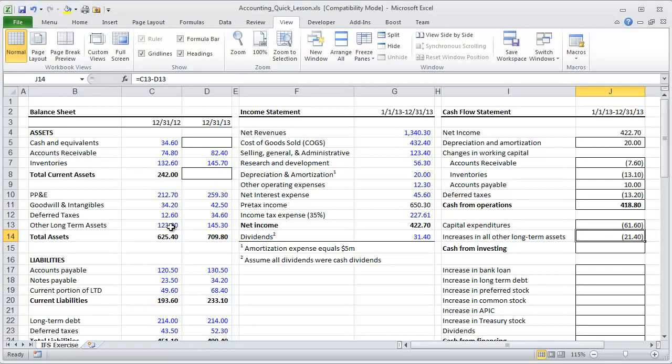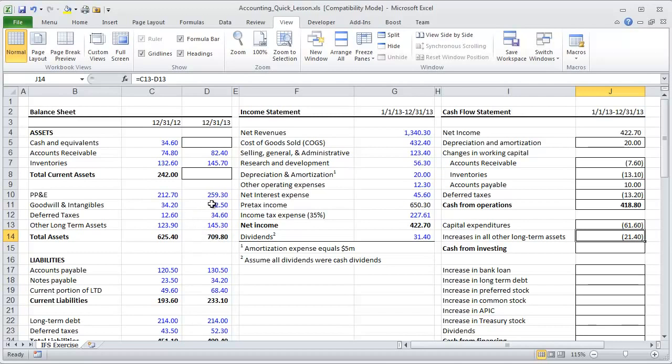Let's just remind ourselves of the intuition here. If these were investments, we had to spend money, presumably, to generate those investments. And so this represents a use of cash. That's how we grow our assets. We have to use funds to grow our assets.